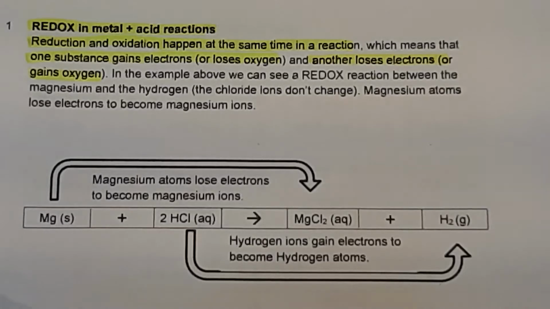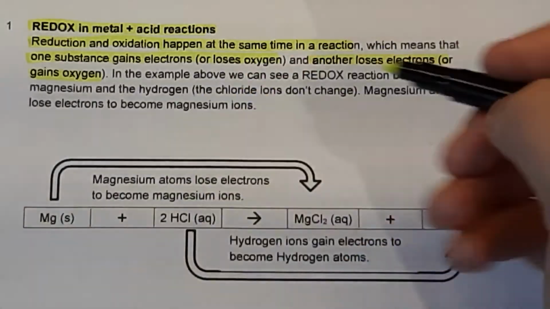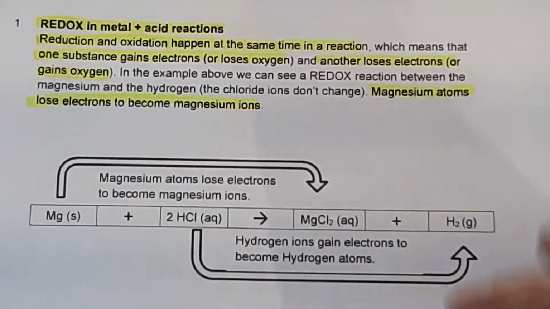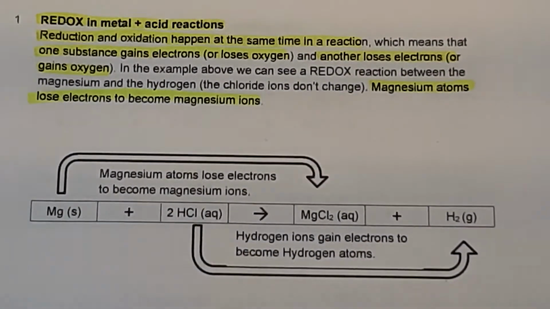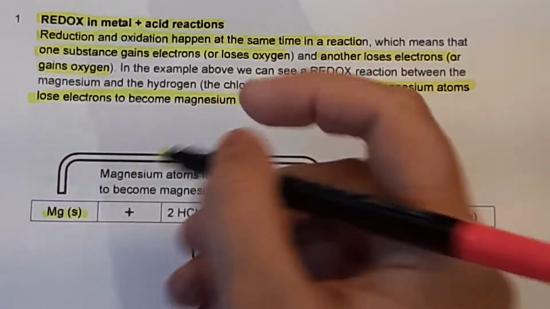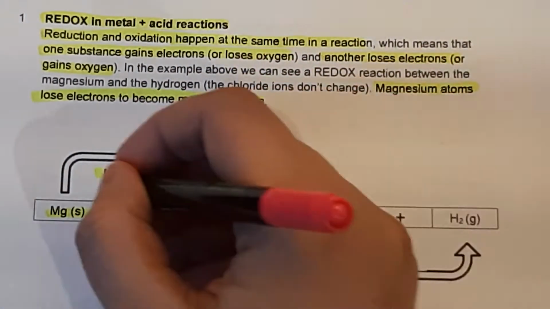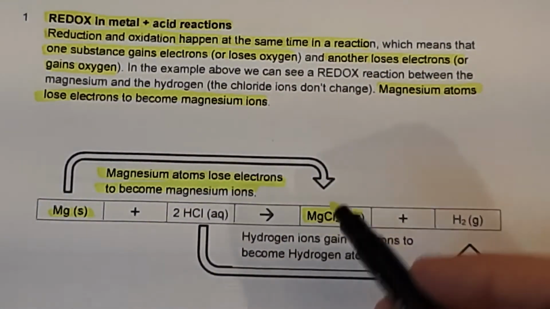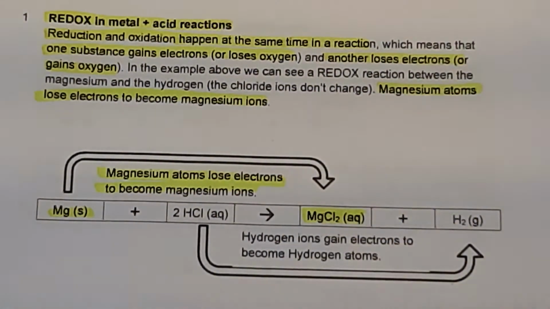Now the chloride ions don't change. The magnesium atoms lost their electrons to become magnesium ions, and that's shown here in this equation. So the magnesium here has lost electrons to become magnesium ions here. MgCl2 is dissolved in water, so it's an aqueous solution. So the magnesium atoms have lost their electrons.